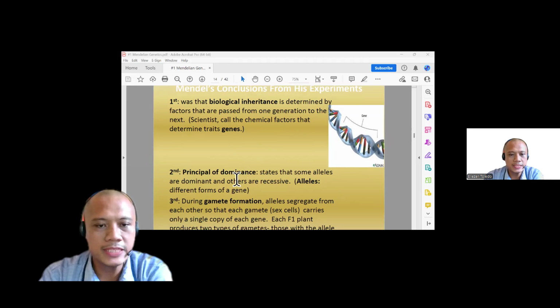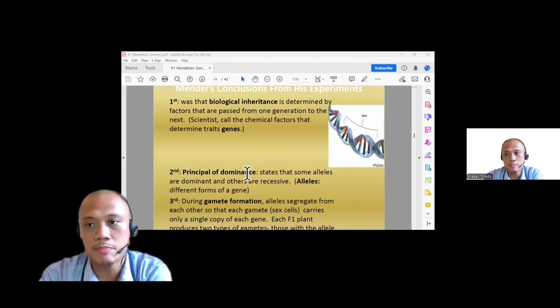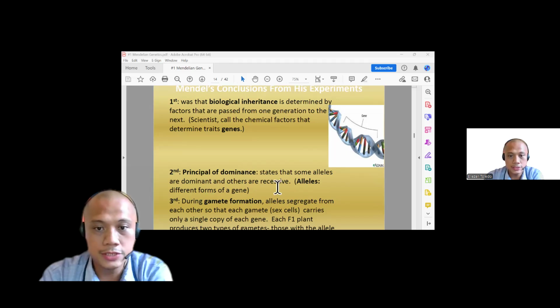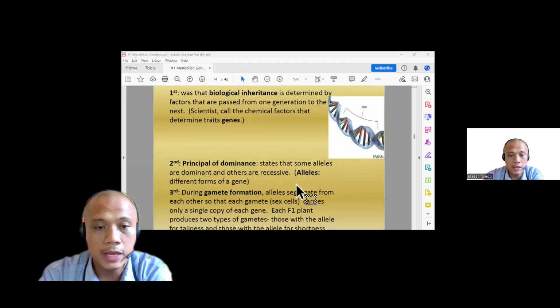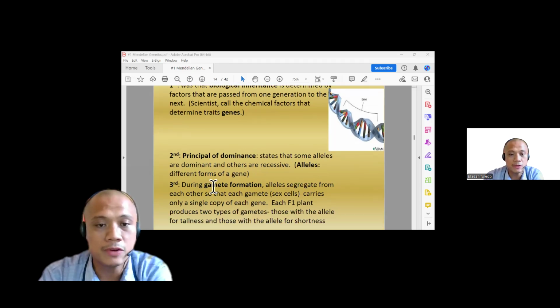Second, the principle of dominance. As we mentioned, there is a dominant and a recessive trait. It states that some alleles are dominant and others are recessive. And take note, alleles is out already, and there is going to be a definition of what alleles are. And the third is during gamete formation. I hope you are familiar with this one.